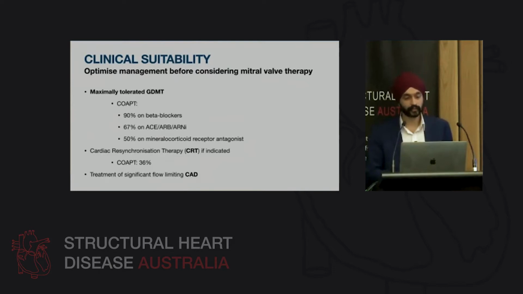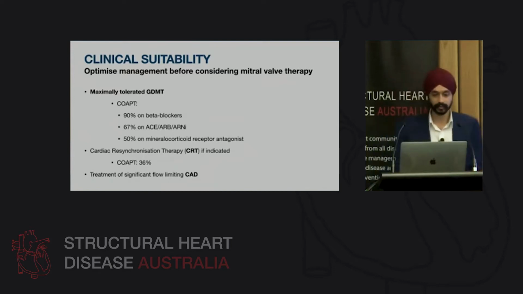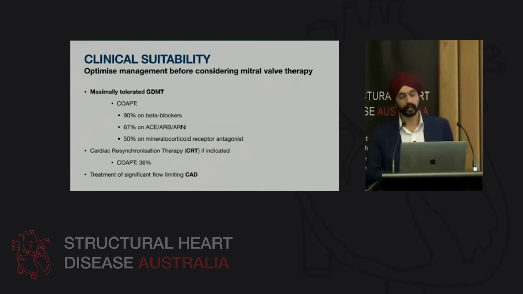In the largest RCT comparing the MitraClip to guideline-directed medical therapy, which was the COAPT trial, 90% of the patients were on beta blockers, 2/3 of the patients were on an ACE, ARB, or an ARNI, although only 4% were on ARNI due to the timing of the trial, and 50% were on mineralocorticoid receptor antagonists. So fairly good guideline-directed medical therapy.